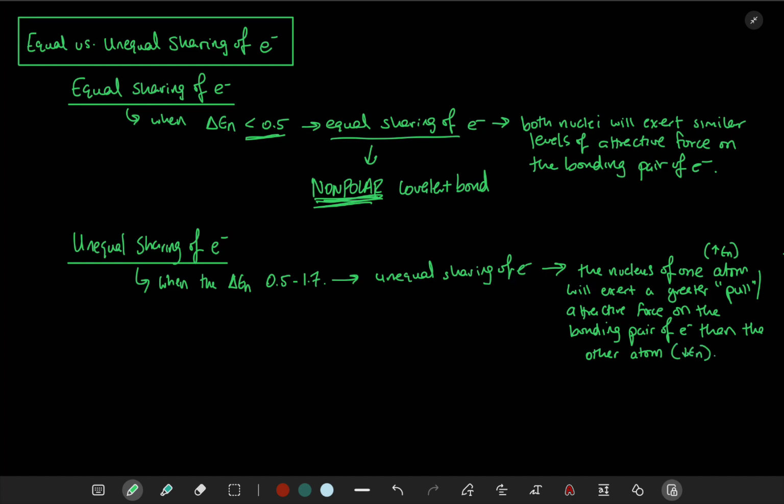So again, electronegativity is the tendency of an atom to attract electrons. And so in this case, if there's a significant difference in electronegativity between the two atoms in a covalent bond, you're going to have unequal sharing, because the nucleus of the atom with the higher electronegativity will exert a greater attractive force or pull on the bonding electron pair than the nucleus of the atom with the lower electronegativity. Okay, so let's look at an example here.